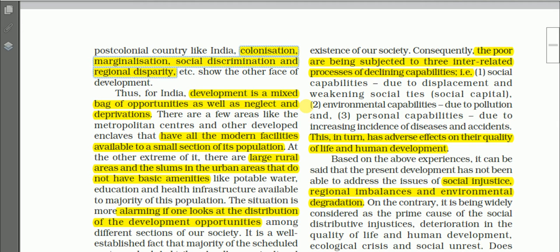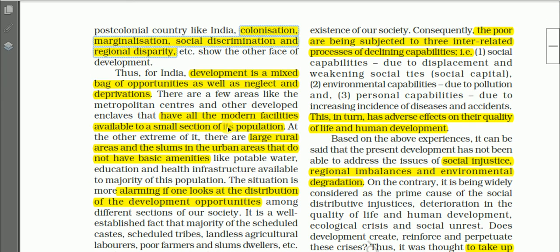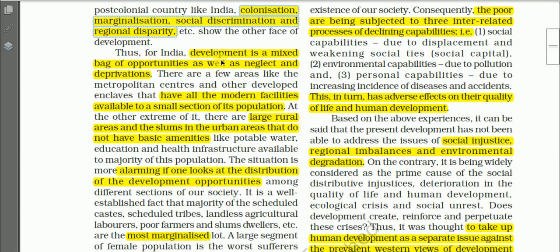That means developmental activity is not uniform everywhere in a country like India, where there had been colonization, there had been social discrimination and so on. Thus for India, development is a mixed bag of opportunities as well as neglect and deprivations. In case of India, development is a mixed bag of opportunities as well as neglect and deprivation.